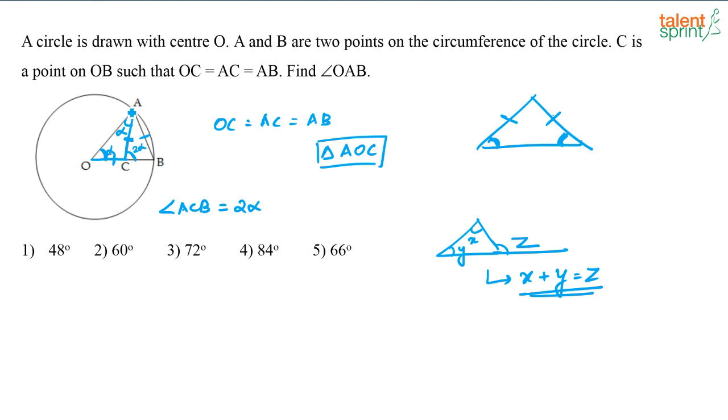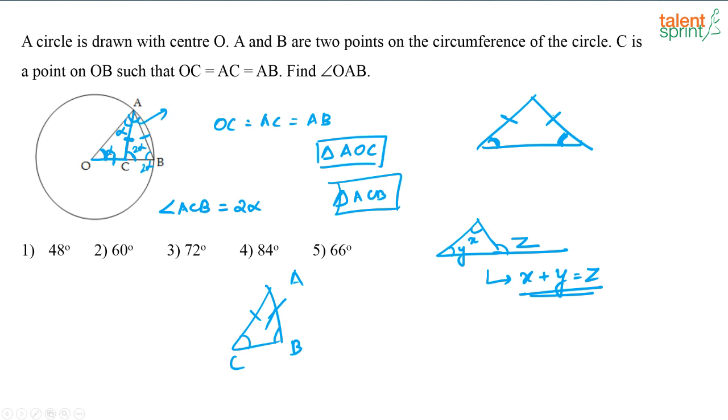Now consider this triangle ACB. If I consider the triangle ACB, again these two sides are same, right? You have a triangle ACB where these two sides are same. What does that mean? These two angles are also same. So if this is 2 alpha, this is also 2 alpha. Now what is it that I have to find out? I have to find out what is the value of angle OAB. This big angle I have to find out.